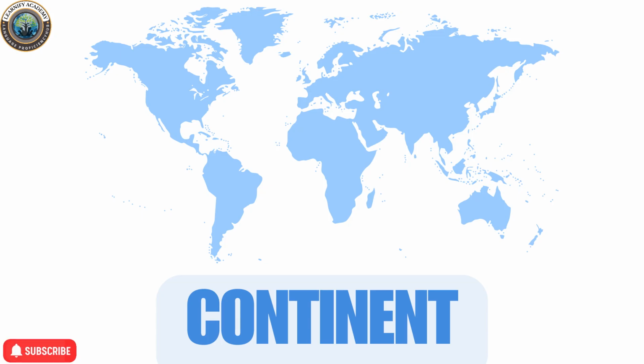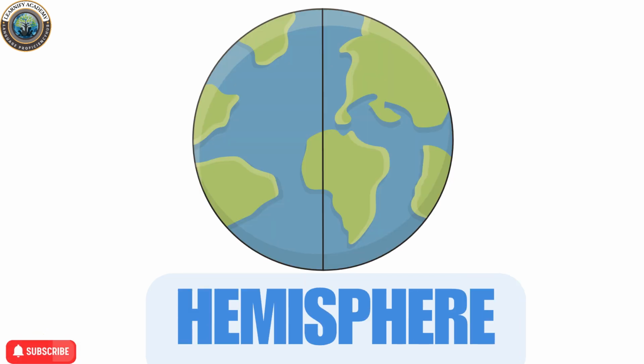Geography terms. Continent. A massive landmass that is distinct from others by size and geography. Earth has 7 continents such as Asia, Africa, and Europe. Hemisphere. One half of the Earth, usually divided into northern and southern, or eastern and western halves.